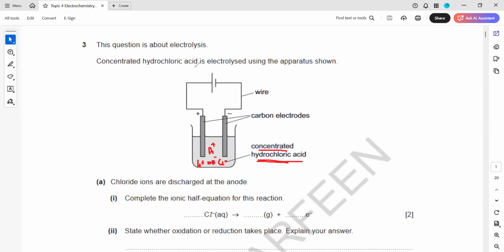Now for positive ion, we check the reactivity. But in this case, we have hydrogen ion in both cases, like the less reactive ion will move. So hydrogen will move towards cathode. So if hydrogen moves towards cathode, what will be the equation for hydrogen? When one hydrogen ion moves there, it will take one electron to form a hydrogen atom. But hydrogen is a non-metal. So when two hydrogen ions move there, they will take two electrons and it will produce hydrogen gas.